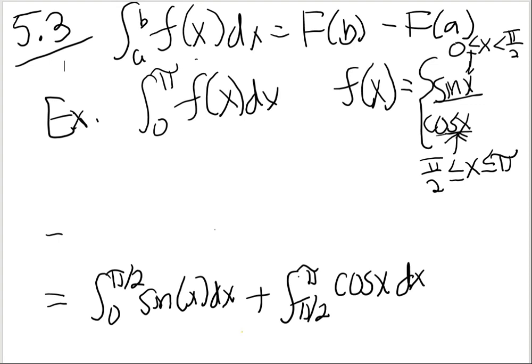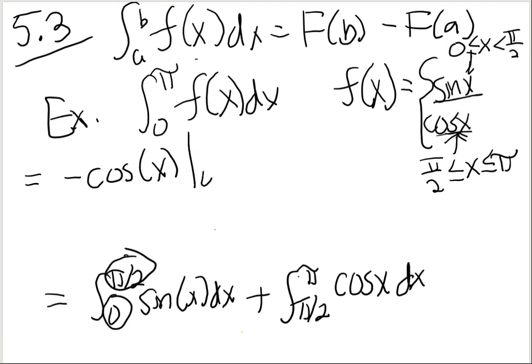Okay? Take its antiderivative. What do you get? Well, in the first one, the antiderivative of sine is negative cosine. Remember that negative sign. And then we evaluate it from 0 to pi over 2. And then it's plus the antiderivative of cosine, which is sine, evaluated from pi over 2 to pi.